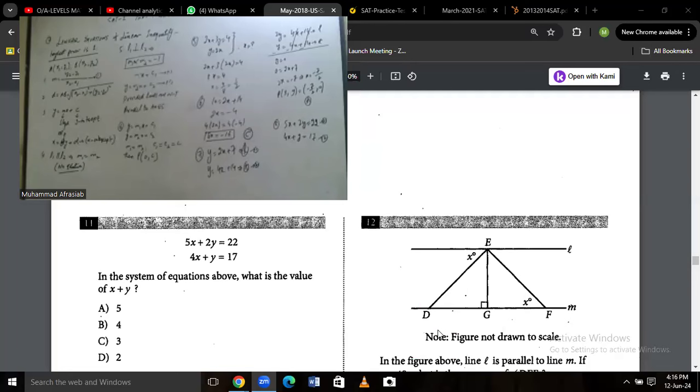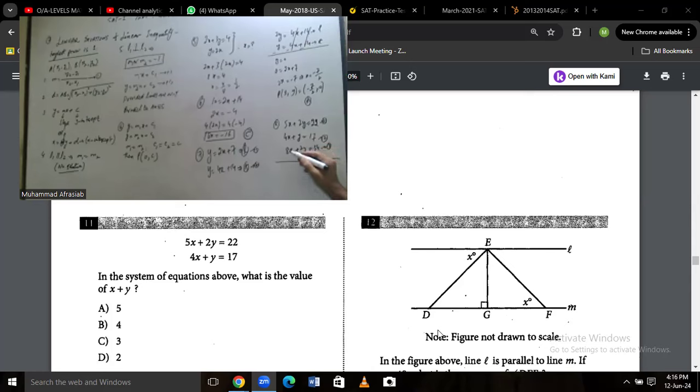In the system of equations above, what is the value of x plus y? 5x plus 2y is equal to 22. 4x plus y is equal to 17. So you can make the y coefficients equal by multiplying this equation by 2. So this will become 8x plus 2y is equal to 34.